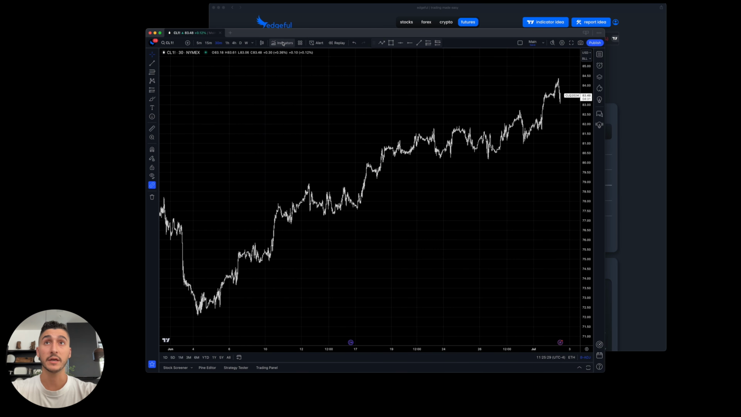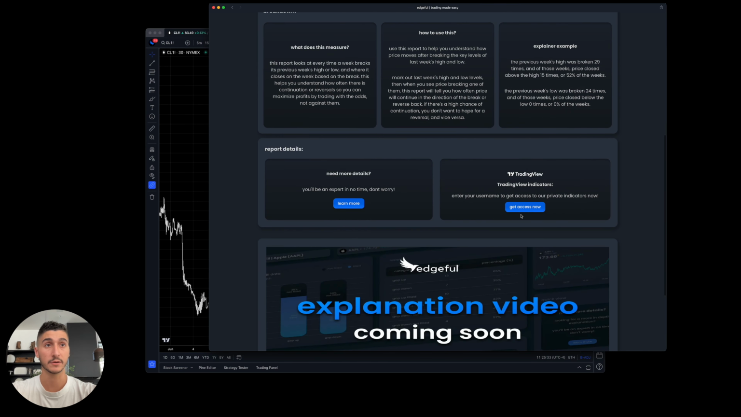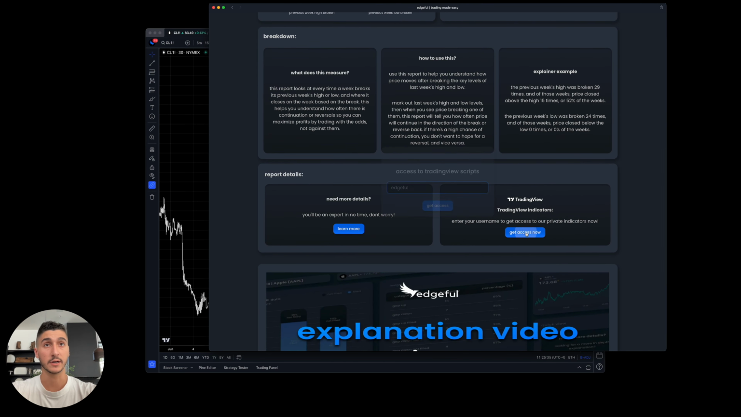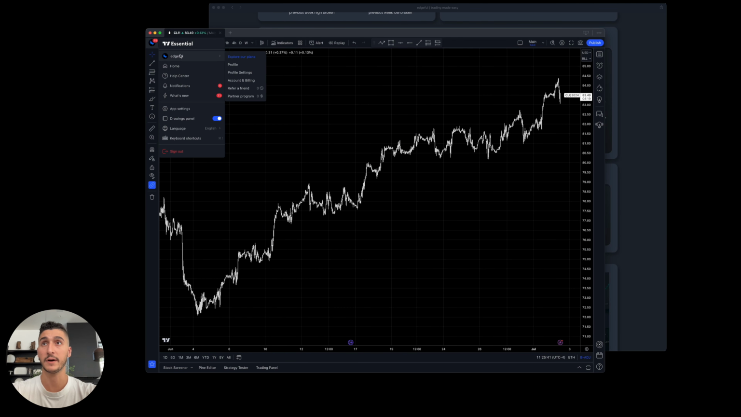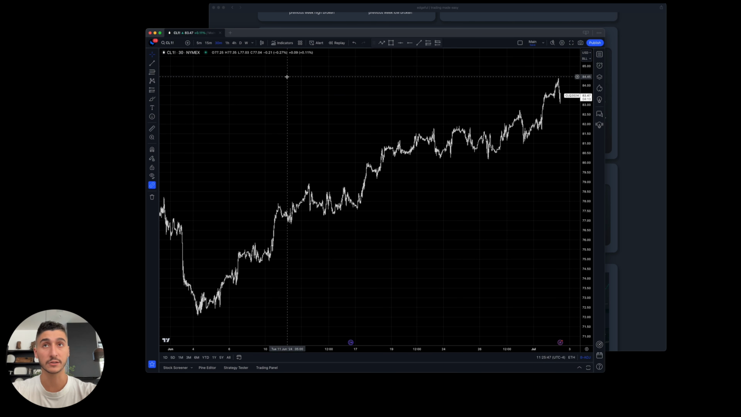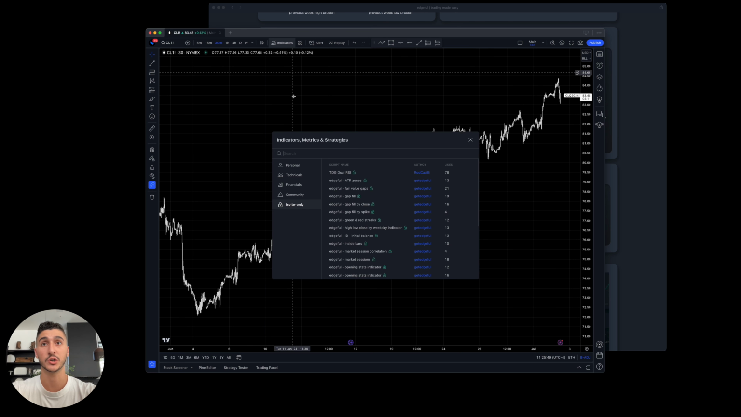So one thing that I want to point out is we do have a TradingView indicator for this, which you can request right here. So you just click on that and you put in your TradingView username, which you can find right here. You just click on that little profile button, and in this case, this is mine, but you'll put in yours, and then you'll automatically get access to our TradingView indicators, which are going to show up for you in this invite only section.